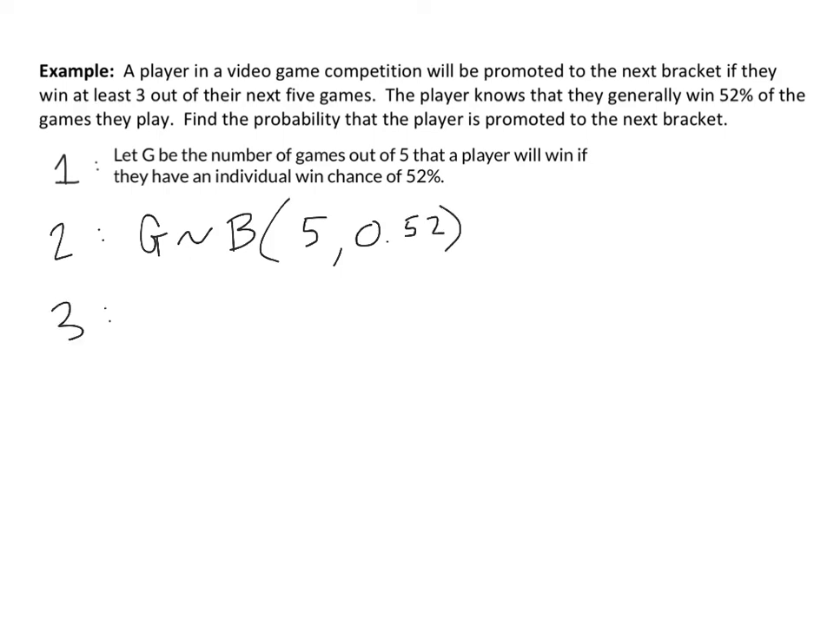Step 3, state the probability that I'm trying to find. Now it says that they want to win at least 3 out of their next 5 games, so they want to win 3 or 4 or 5 of them. So let's see here. I want to find the probability that the number of games that they win is greater than or equal to 3.